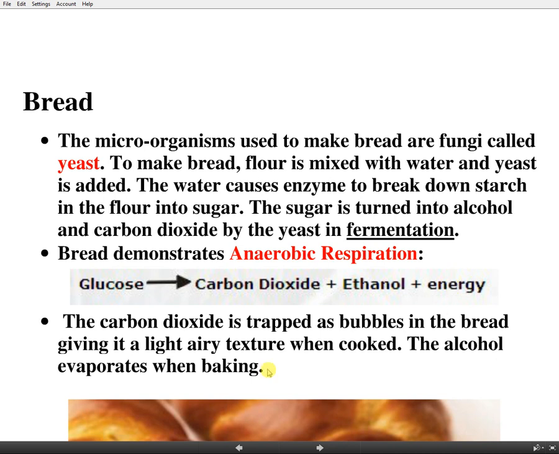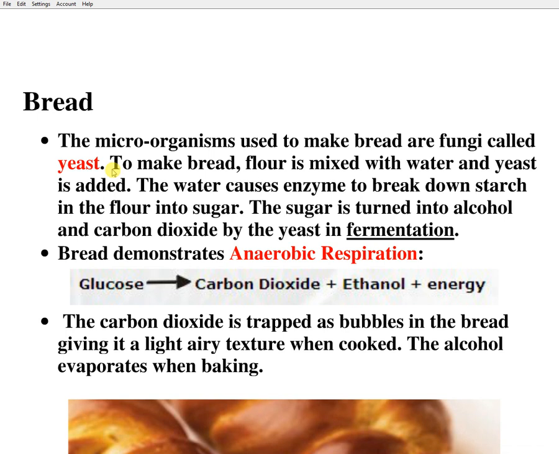And the reason this is useful for us is the carbon dioxide is released as small bubbles, and it gets trapped in the dough as small bubbles, and that's what causes the bread to rise and gives it that nice light airy texture. The alcohol simply evaporates, and that's why you probably haven't heard anyone getting drunk off eating bread. But anyway, yeast is an essential element in making bread, because the carbon dioxide that's produced causes the bread to rise.